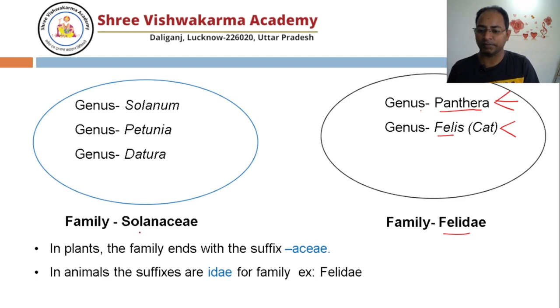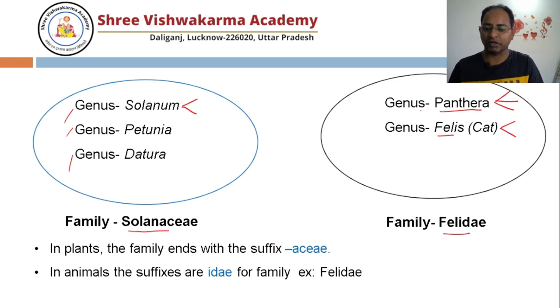Likewise, if you talk about plants, one family is Solanaceae. In the family Solanaceae, there are many genera, Petunia, genus Datura. Likewise, in the genus Solanum, there is Solanum tuberosum, Solanum melongena; all these examples I gave.